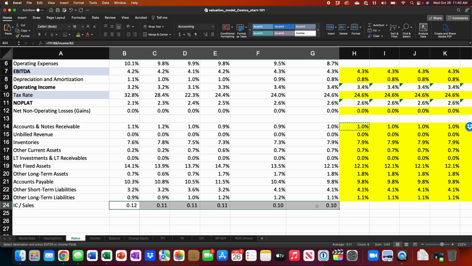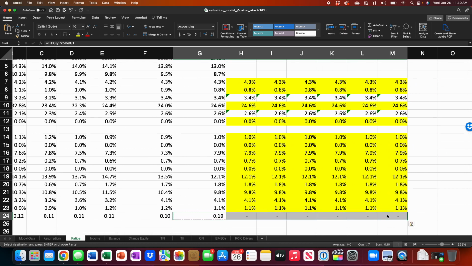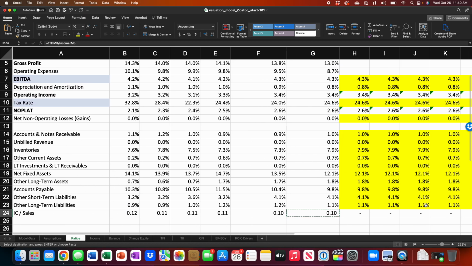So just take cell G24, copy it, and paste it all the way across to M24. Right now it's going to be 0 because we don't have a TFI. We don't have an invested capital. But once we build the TFI, this will be populated. Based on these balance sheet ratios, we're now going to start creating the balance sheet items in dollars. So it's a repetitive process that we're going to do 11 times.